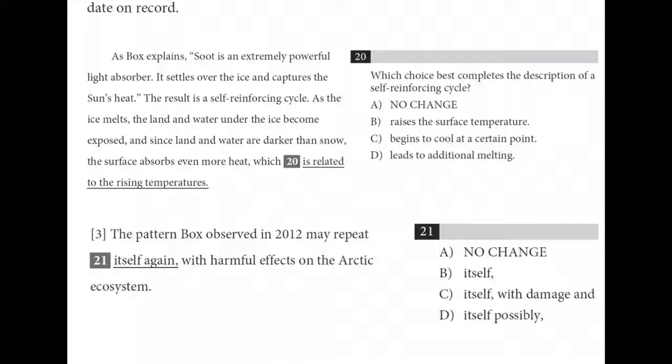Number 20. Which choice best completes the description of a self-reinforcing cycle? D is the best answer. The sentence reads, as the ice melts, the land and water under the ice become exposed, and since land and water are darker than snow, the surface absorbs even more heat, which leads to additional melting. The preceding sentences have established that a darker surface of soot-covered snow leads to more melting, because this darker surface absorbs heat, whereas a whiter surface, free of soot, would deflect heat. As the passage points out, exposed land and water are also dark, and cannot deflect heat the way ice and snow can. Only choice D reflects the self-reinforcing cycle that the preceding sentences already imply.